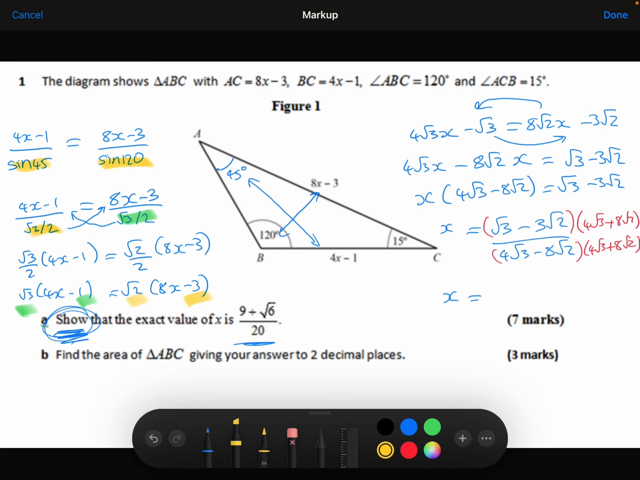So on the numerator then, I'm going to have root 3 times 4 root 3, which would be 12. Then I've got the root 3 times 8 root 2, which would be 8 root 6. Then I've got the minus 3 root 2 times 4 root 3, which is going to give minus 12 root 6. And then finally I've got the minus 3 root 2 times 8 root 2, which is going to give minus 24 times 2, so minus 48.